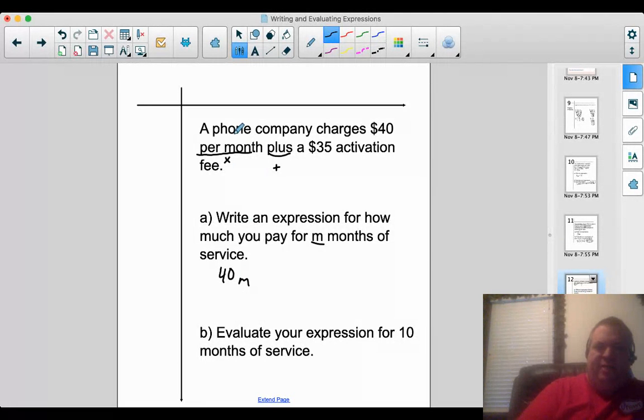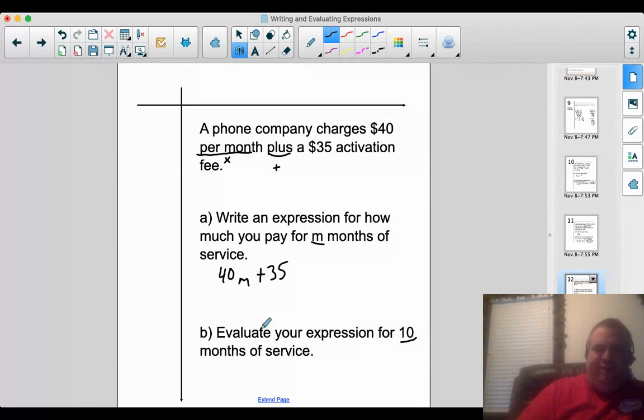But it's not just that, it's plus a $35 activation fee. Now that's an activation fee, it just happens when you activate it, so it's not that you're paying that every month, you just pay that once to activate your plan. So I'm adding a flat 35 that's not being multiplied by M. So there's my formula for how much I would pay for M months of service. Now it says evaluate for 10 months of service.